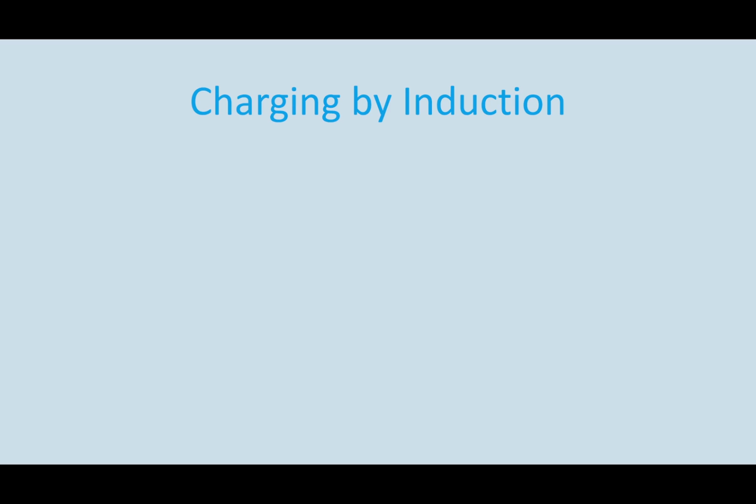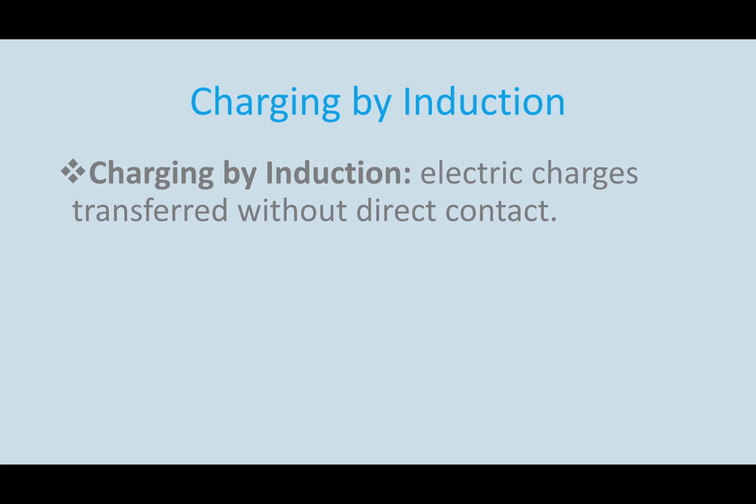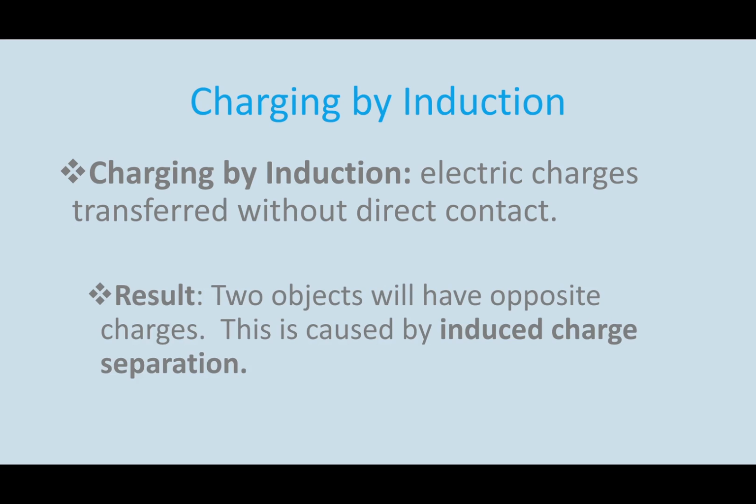And finally, the last one, charging by induction. So charging by induction is when electric charges are transferred without direct contact. So this is the one where they come close, but they don't touch. And the result will be that the two objects will have an opposite charge. And this is caused by what we called induced charge separation. So this was a separate note on induced charge separation, and we looked at grounding as well.